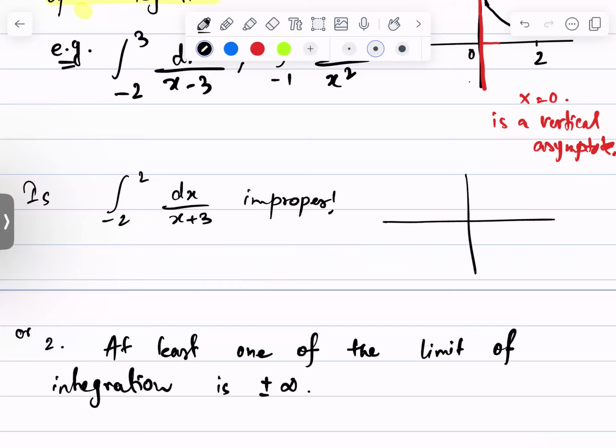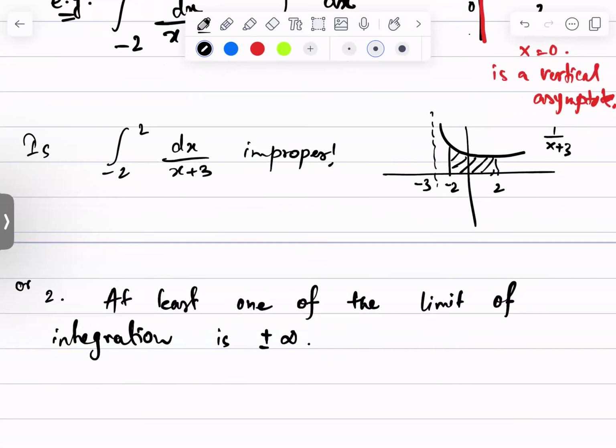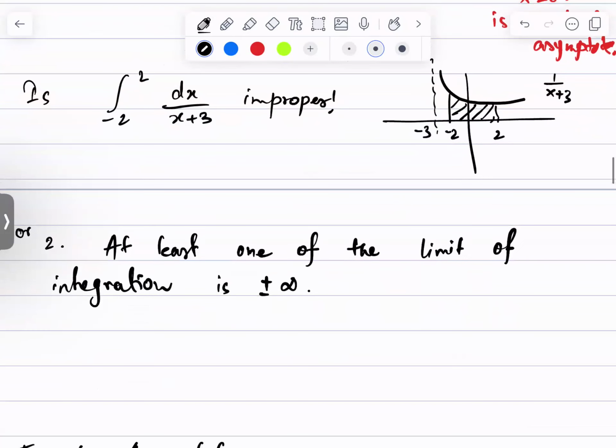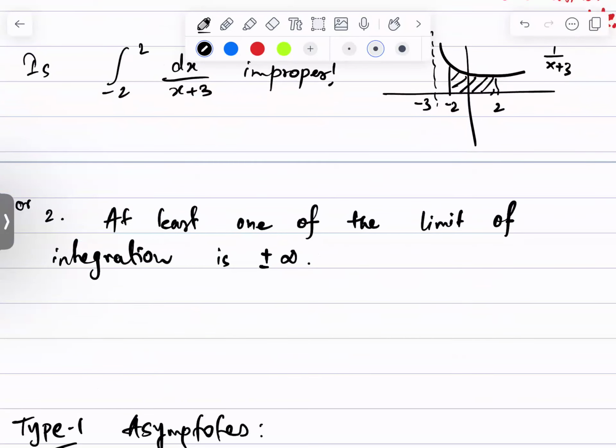The function will look kind of like this. Right? It should go from -2 to 2, which is perfectly fine. This area can be easily calculated. Okay. So this is the first type, where you have vertical asymptotes.